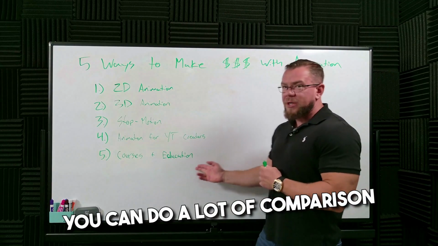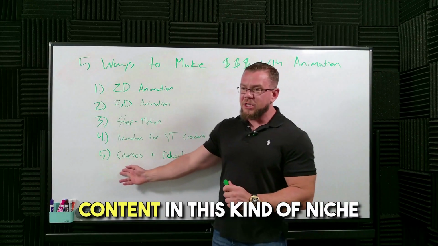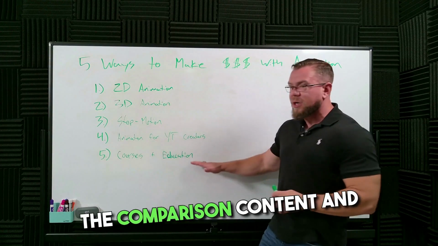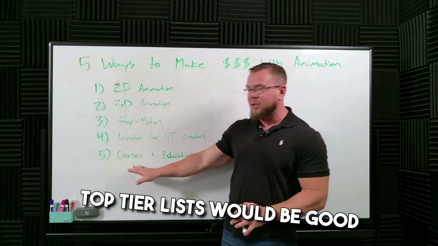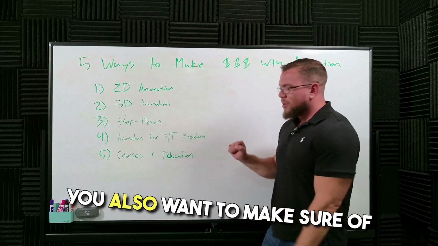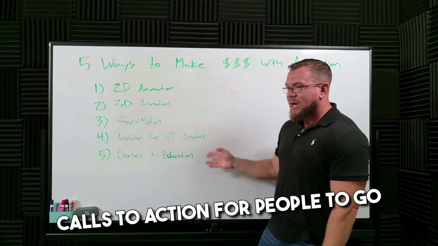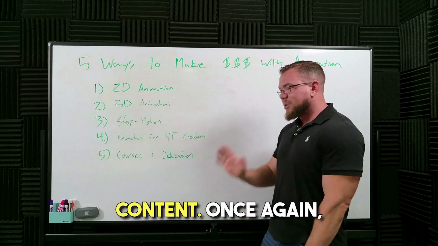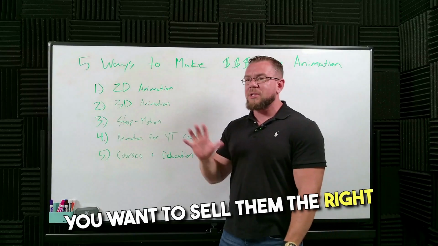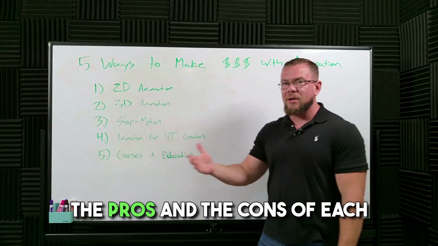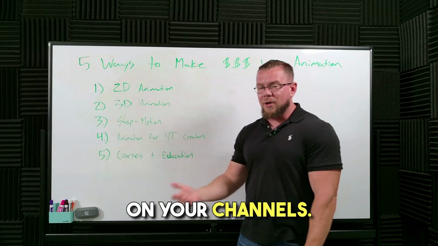You can do a lot of comparison content in this kind of niche, and make sure that you're doing your top 10 lists. The comparison content and top tier lists would be good ideas for formatting content in your channel. You also want to make sure, of course, that you're having clear calls to action for people to go sign up for the courses that you're talking about in that content. And once again, you don't want to just sell them any course. You want to sell them the right course as an affiliate marketer. Make sure you're giving them the pros and the cons of each course that you talk about on your channels.